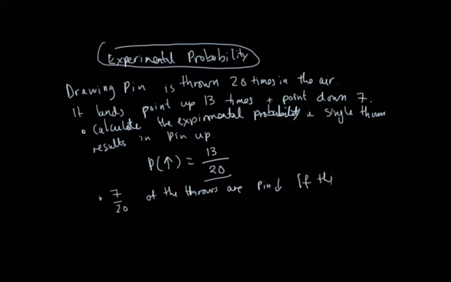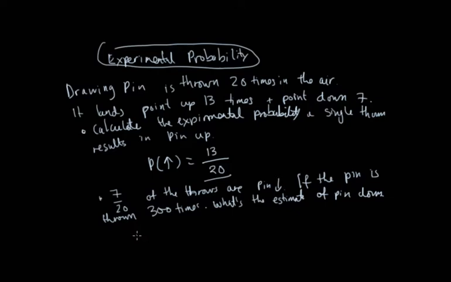Let's imagine if the pin is thrown 300 times, what's the estimate for pin down? So we would do 7/20ths of 300, which, put into the calculator, would be 105.